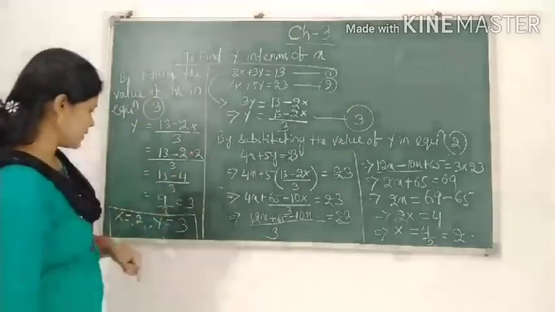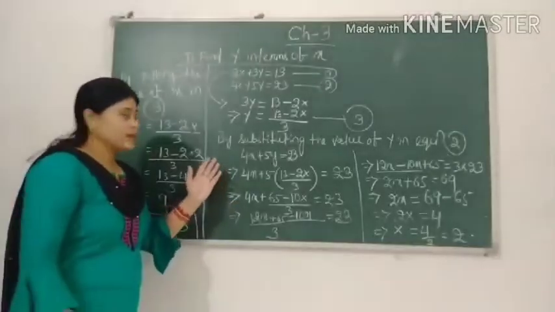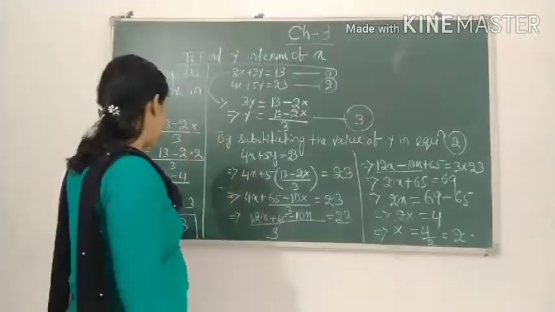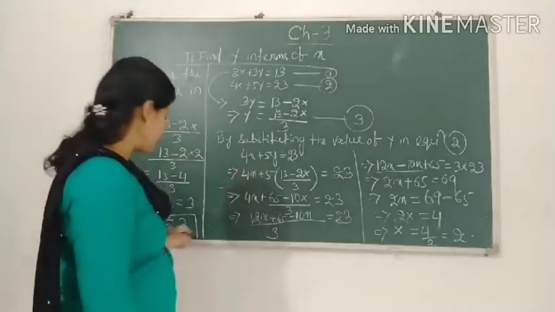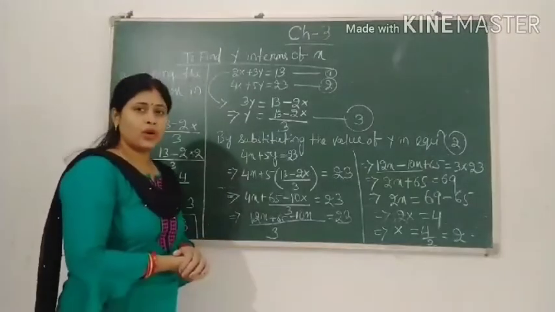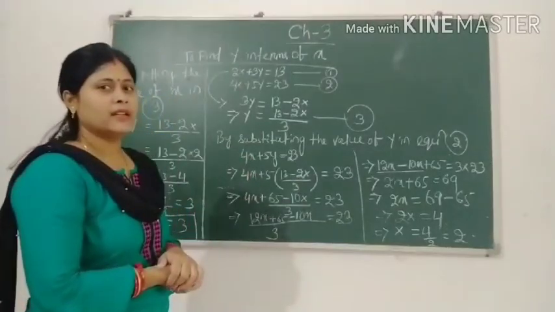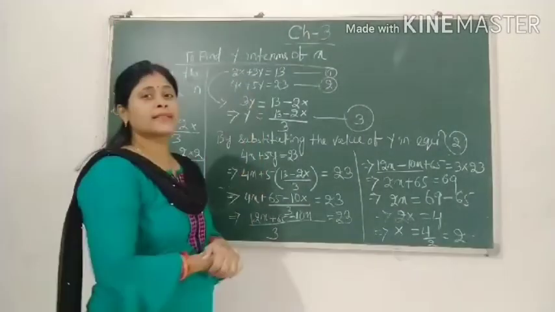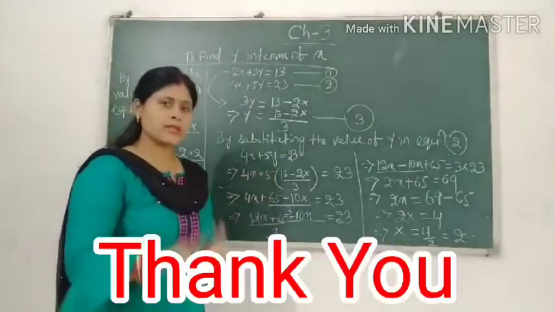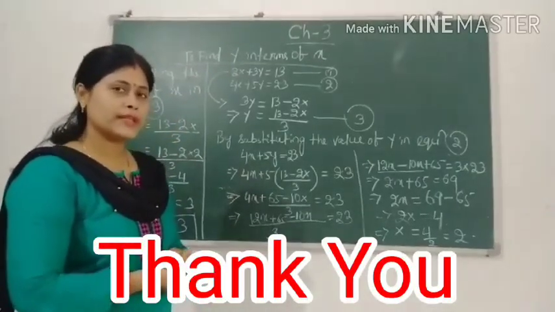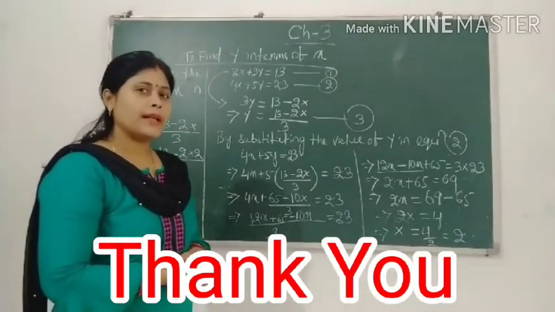In both the cases, you are getting the same value: x is equal to 2 and y is equal to 3. This is a very easy method, you have to practice. In this way, you can solve a pair of linear equations in two variables by the substitution method.